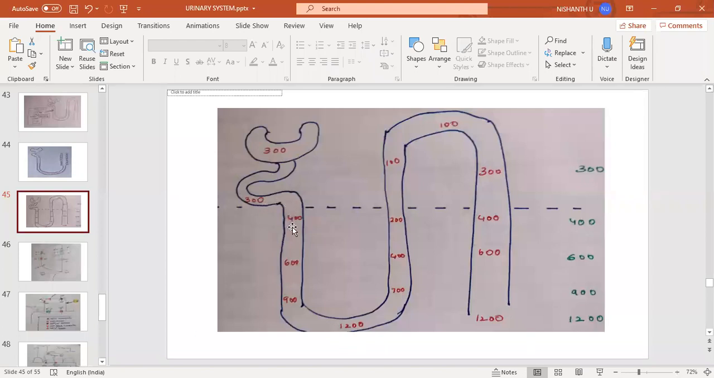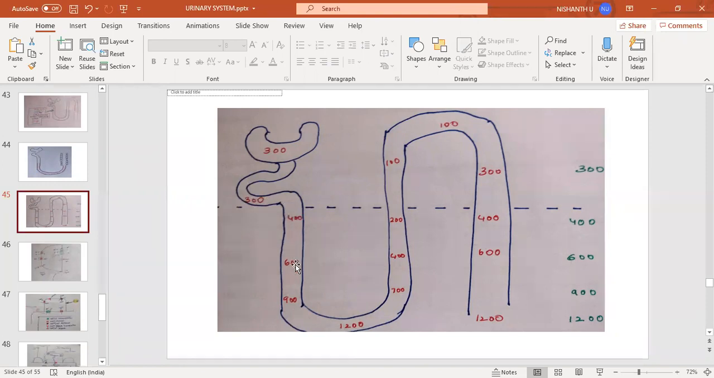But once it starts to move towards the descending loop of Henle in the tubular region, you can see that the osmolarity of the fluid becomes 400, 600, 900 and reaches 1200. Why does it happen like that? The reason is, up to the proximal convoluted tubule, the reabsorption of solute and of solvent, and by solvent we are talking about water, is the same. How much solute is reabsorbed, an equal amount of water also gets reabsorbed.